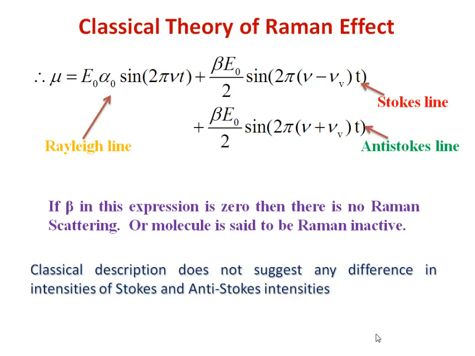According to this classical description of the Raman effect, the amplitude or intensity of the Stokes and the anti-Stokes lines are the same, but in actual practice, the intensity of anti-Stokes lines is very much less as compared to the intensity of Stokes lines.